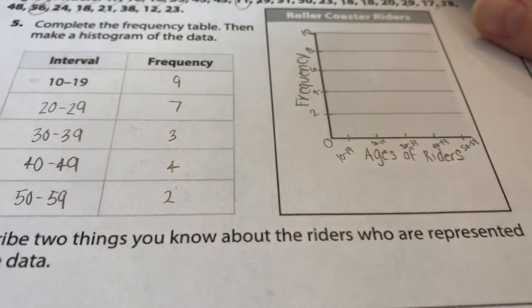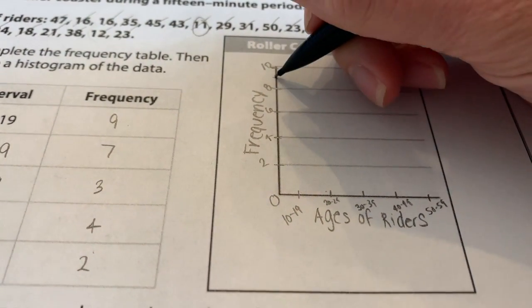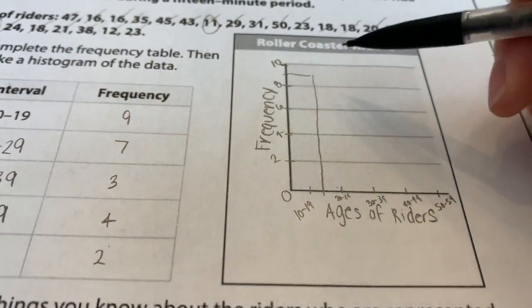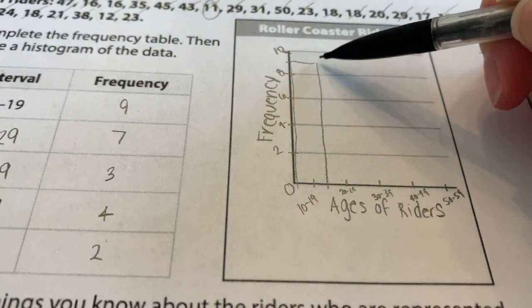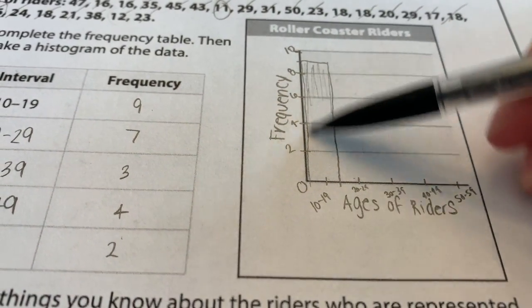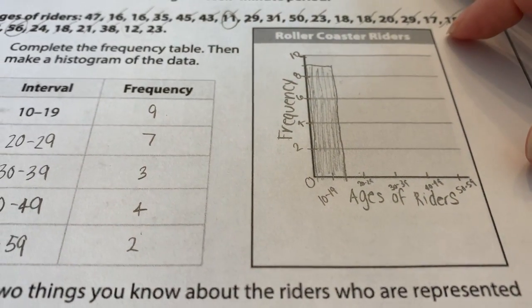Okay, so 10 to 19 went all the way up to 9. So that's halfway between 8 and 9. Okay, so that's going to look like this. Guys, feel free to use rulers if you want for these, because mine don't come out so great. Okay, and you can shade it in. You can even use highlighters for this, markers, whatever you want. Colored pencils. Have fun with it.